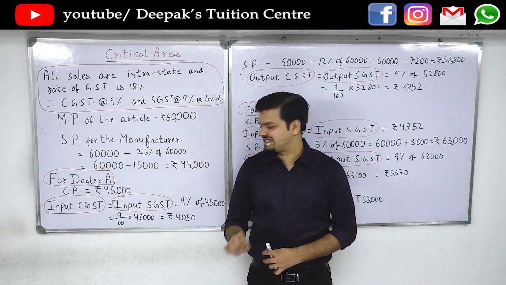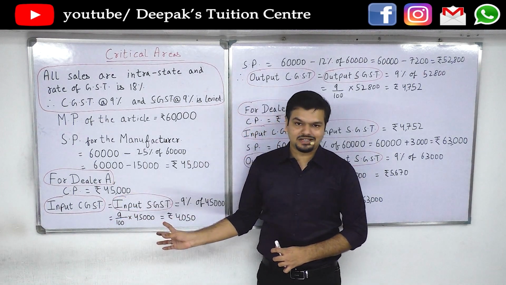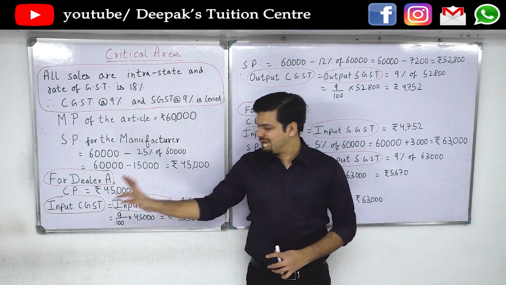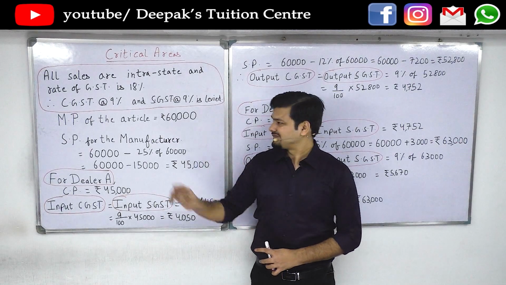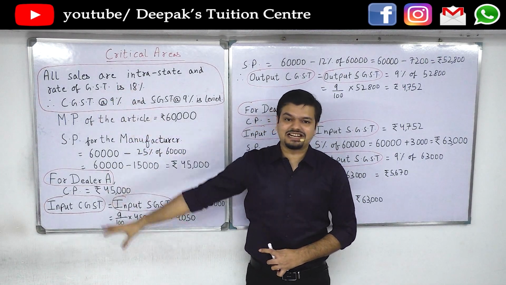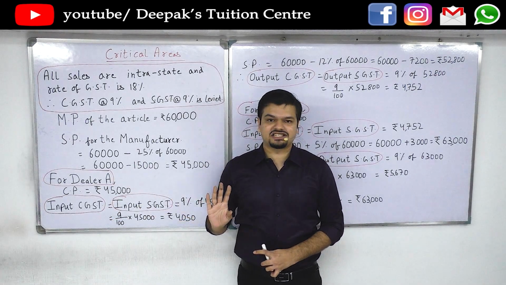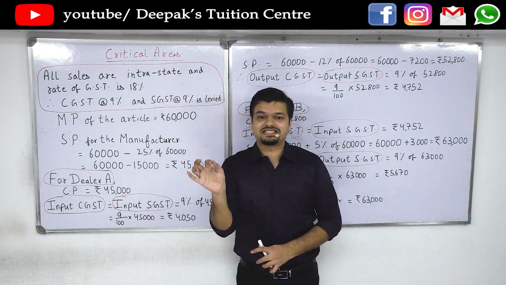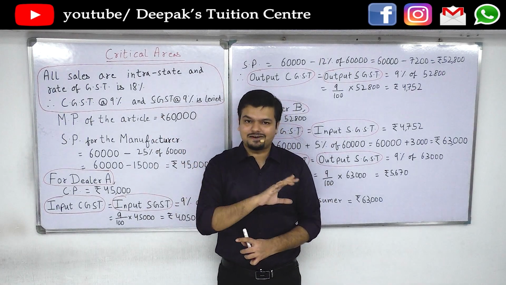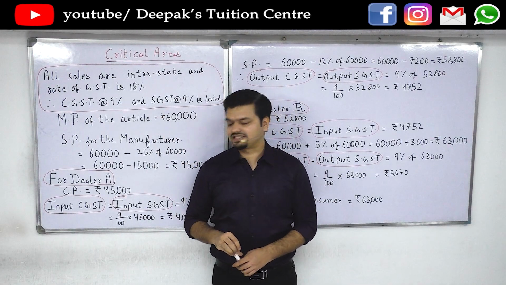Do not make that mistake. Also, you have to show both. You cannot just show one and say that the other is obviously equal. No, you have to show it. Also, do not make a mistake in IGST and CGST, SGST. Do not confuse interstate sales with intrastate sales. This is intrastate and the other one will be interstate.